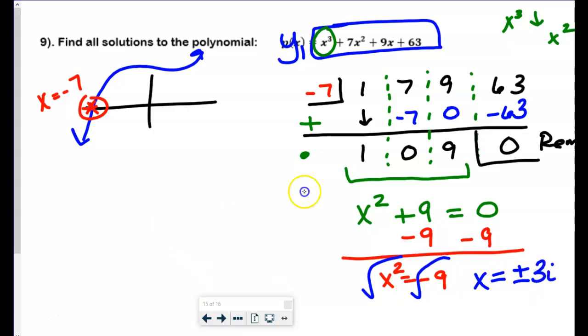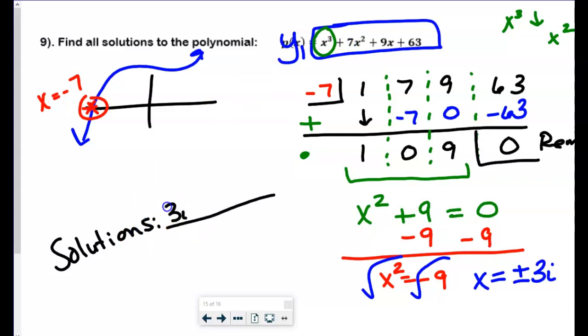You get imaginary solutions. So here's what I'd like to see from you guys. The solutions. Remember how this was a degree 3 originally, a cubic? You should be listing out 3 solutions for me. You got positive 3i, you got negative 3i, and you also have -7, the one from the calculator. 1, 2, 3 solutions. All right.